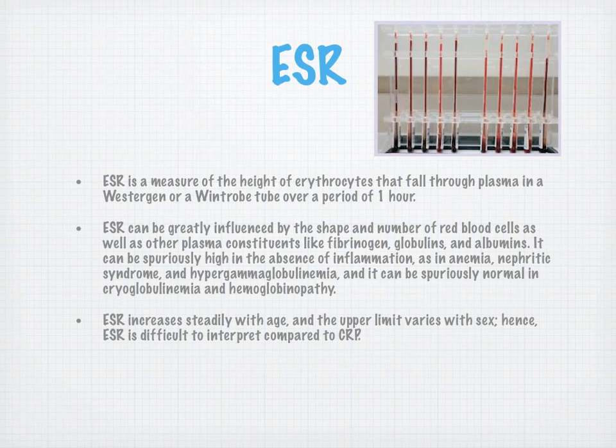ESR can be greatly influenced by the shape and number of red blood cells as well as other plasma constituents. So fibrinogen, globulins, and albumins can all affect the ESR. It can be spuriously high in the absence of inflammation, as in anemia, nephrotic syndrome, and hypergammaglobulinemia, and it can be spuriously normal in cryoglobulinemia and hemoglobinopathy. So hopefully you understand what that means.